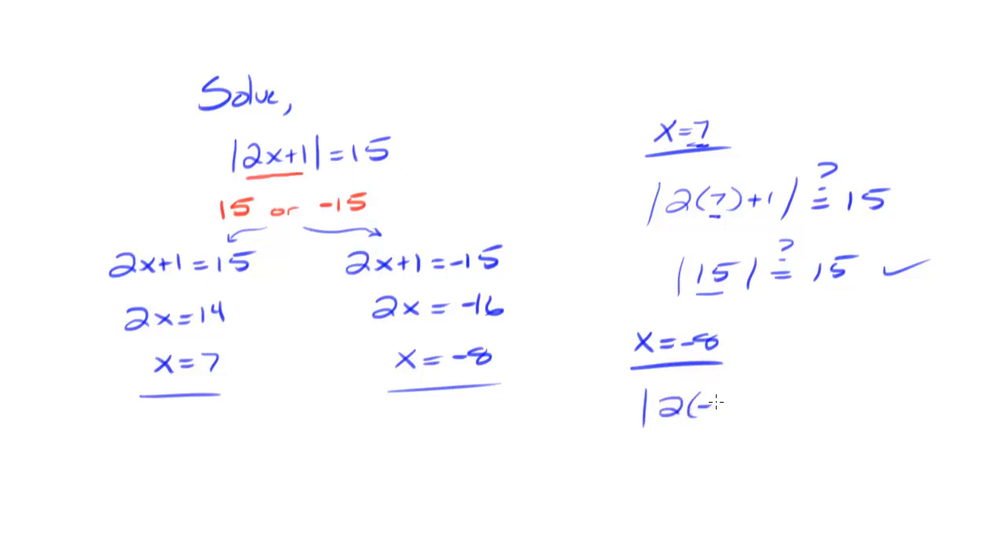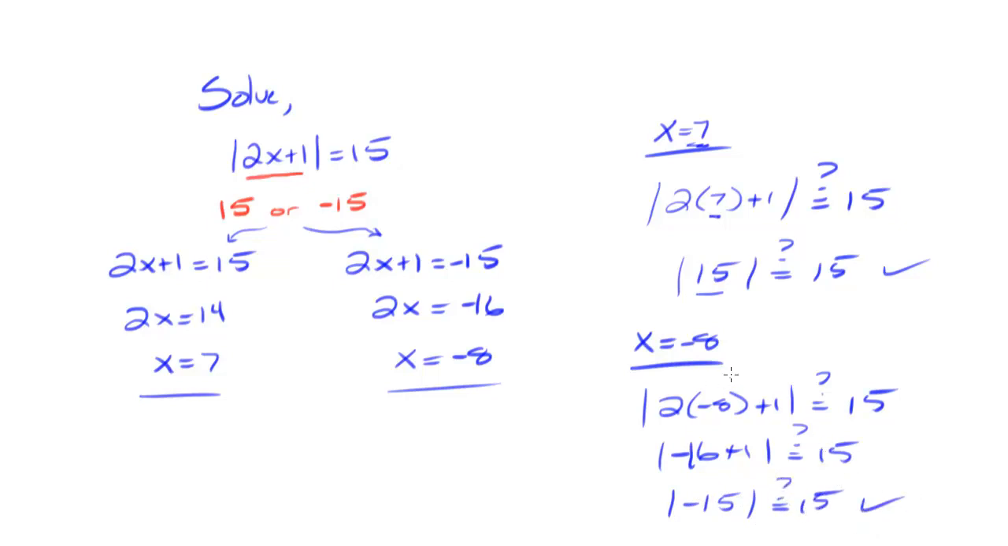Now if I plug in x equals negative 8 in here, I'll test this out. I get 2 times negative 8 plus 1. Is that equal to 15? Let's see. 2 times negative 8 is negative 16, plus 1 equals negative 15. We hope the absolute value equals 15. And we get the absolute value of negative 15 equals 15. And that is true. Again, negative 8 is a solution because negative 8 is the number that makes this expression 2x plus 1 negative 15, but that absolute value would then turn it into 15.